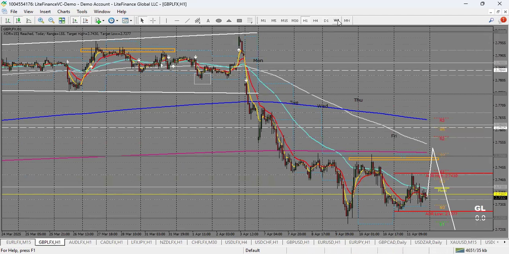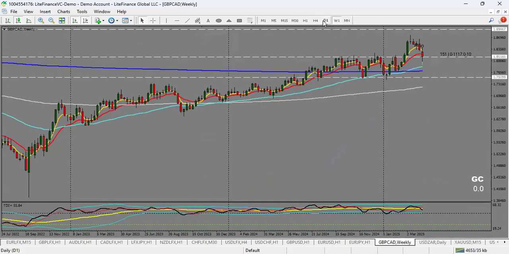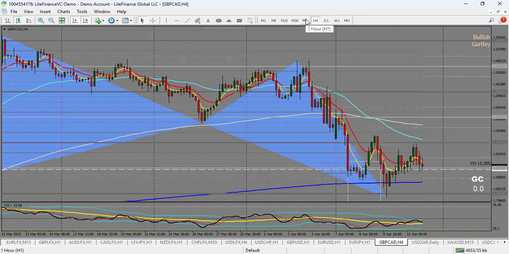So what is the pound index saying? So on the pound side, I'm still expecting for pound to continue going down. So that will support the movement of pound CAD to this point before going up. So that's what I am expecting.